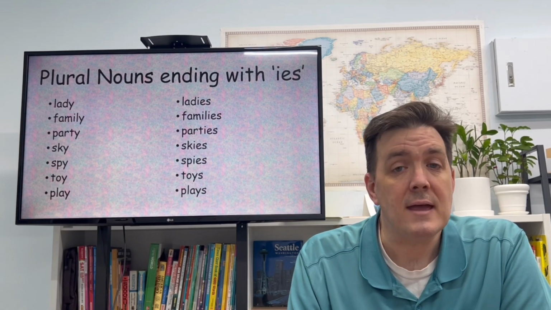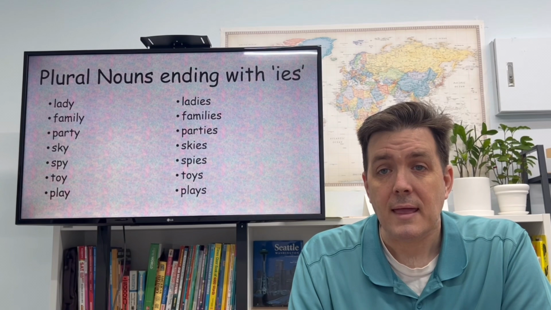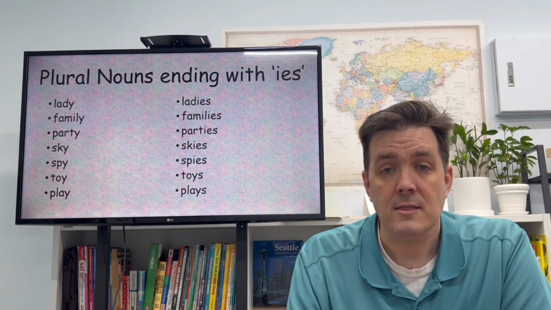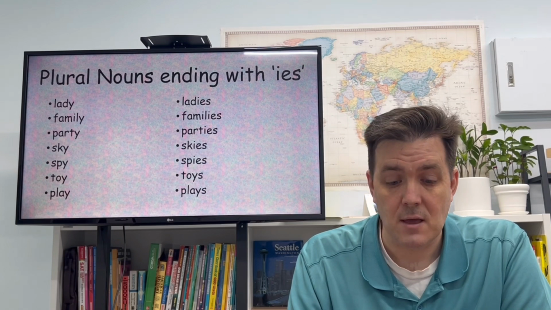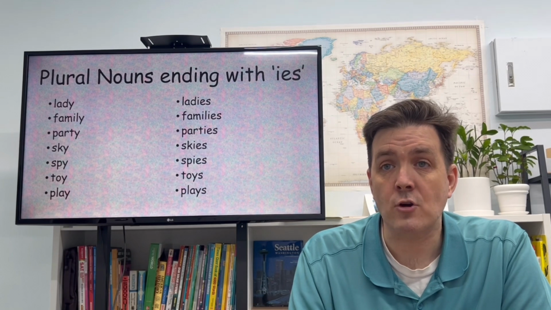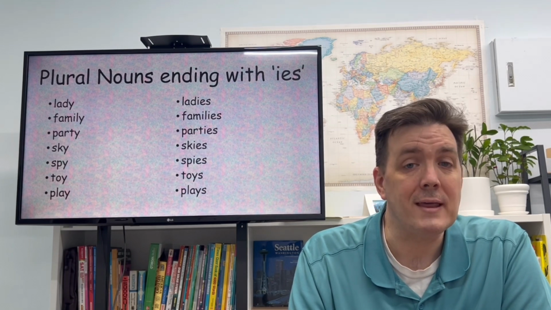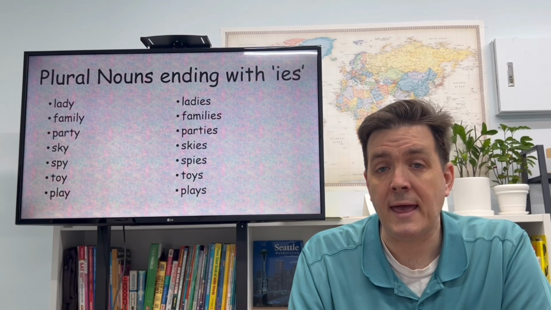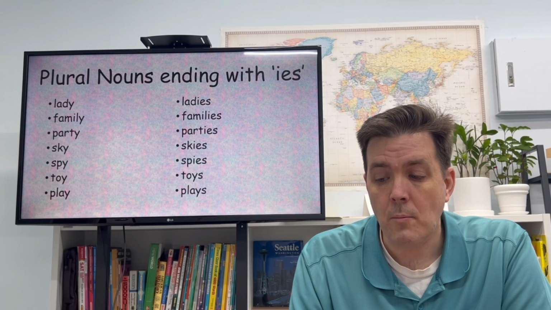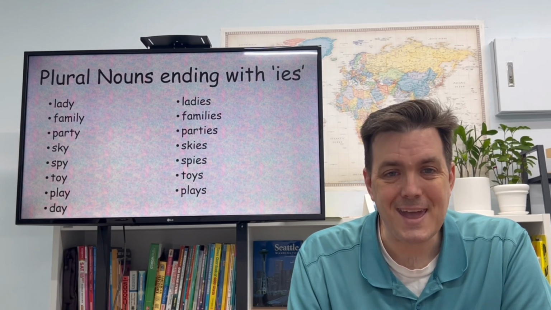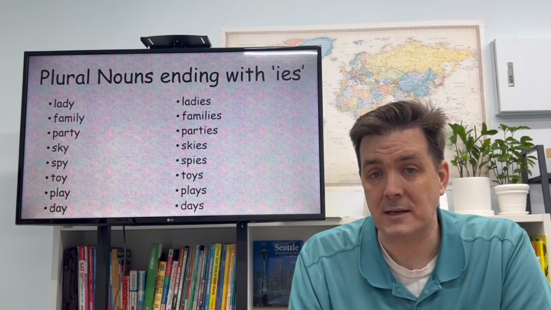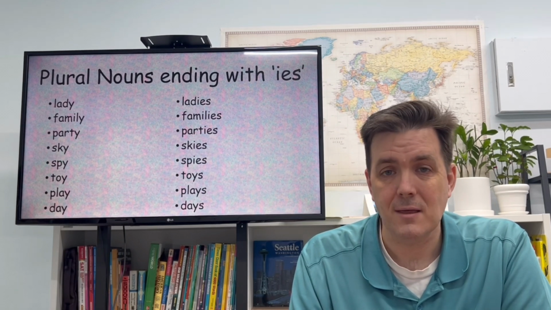So keep in mind, if the Y has a consonant right before it, and it makes an I or an E sound at the end, then we change it to IES. But toy and play, because right before the Y is a vowel, you do not add IES. You keep it as it is. Okay, one more example. Day and days. Once again, DAYS, no IES for that.